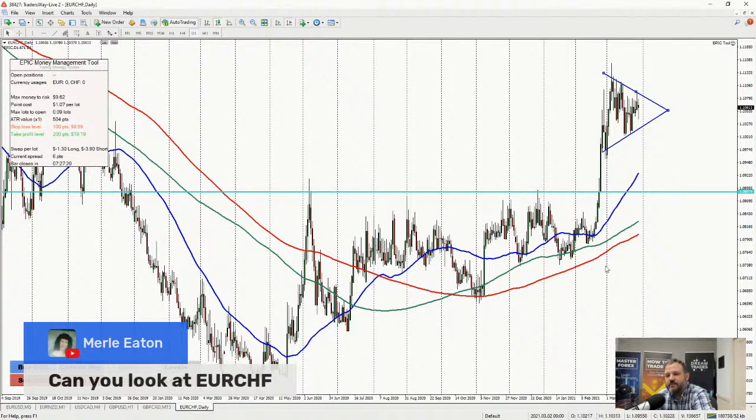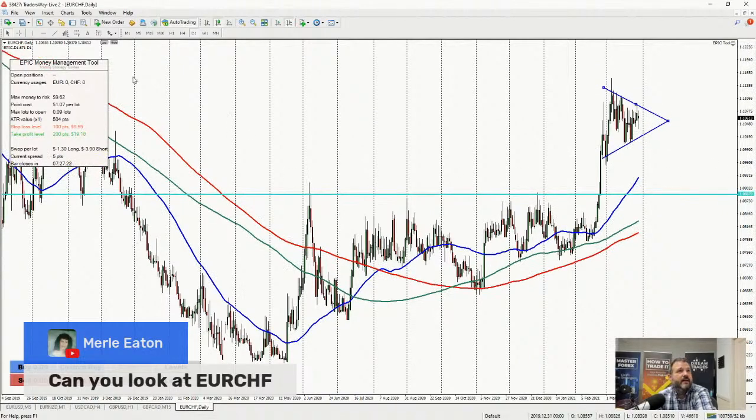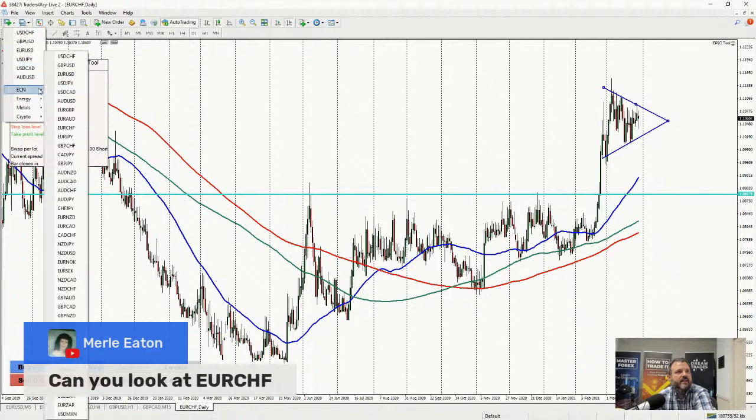But yeah, so right here, Euro Swiss, waiting for the big move to break out either direction on this one. Okay, let's go look at the Australian yen. And then after that, we're going to gold.